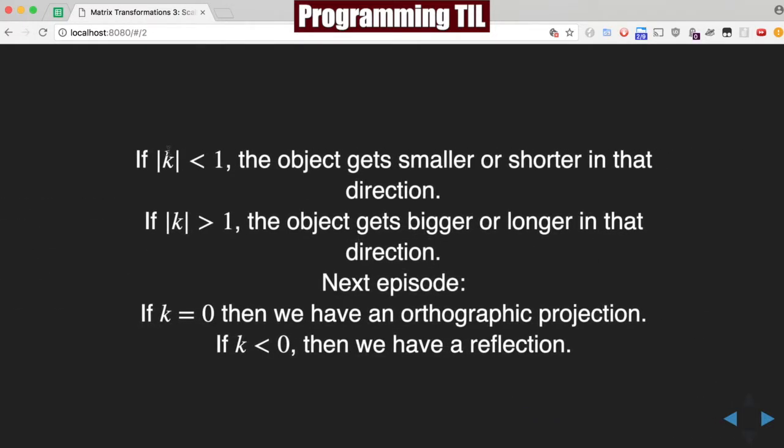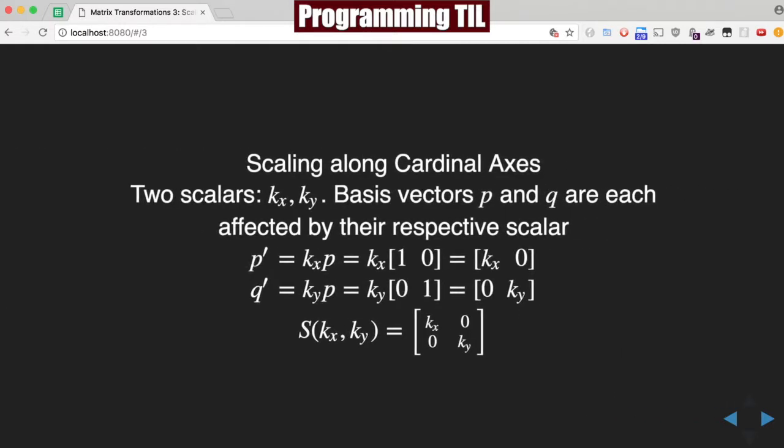If the absolute value of k is less than 1, the object will get smaller. If the absolute value of k is greater than 1, the object will get bigger. And next episode we'll look at how k of 0 will give an orthographic projection, and if k is less than 0, we will have a reflection. So we're going to scale on cardinal axes because we're not doing any translations, as you remember.